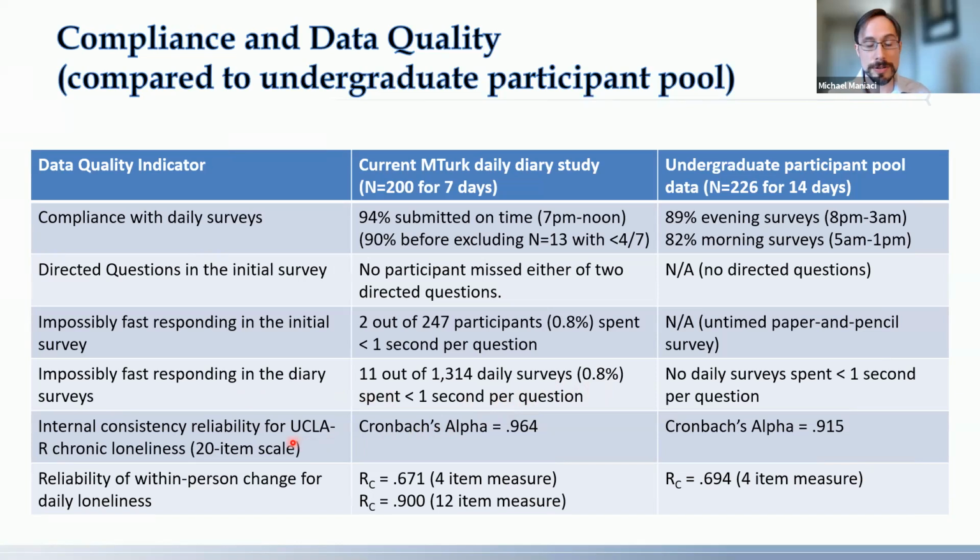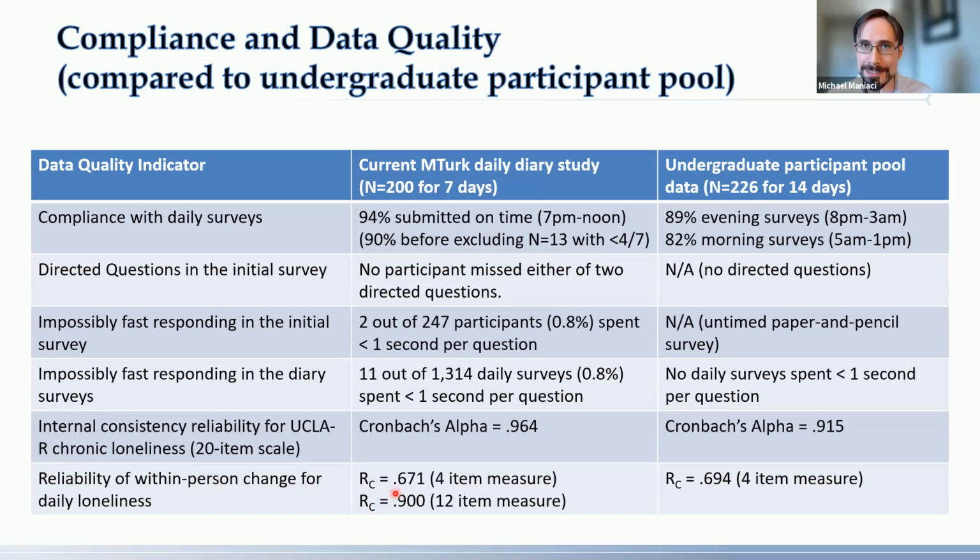In terms of internal consistency reliability, this is a trait measure. But what's more relevant in terms of intensive longitudinal designs is reliability of within-person change. So measures that work well at the between-person level aren't necessarily going to work as well in terms of being sensitive to within-person change over a period of days.